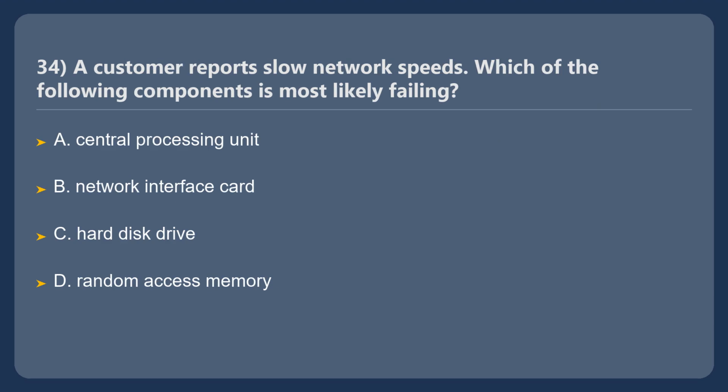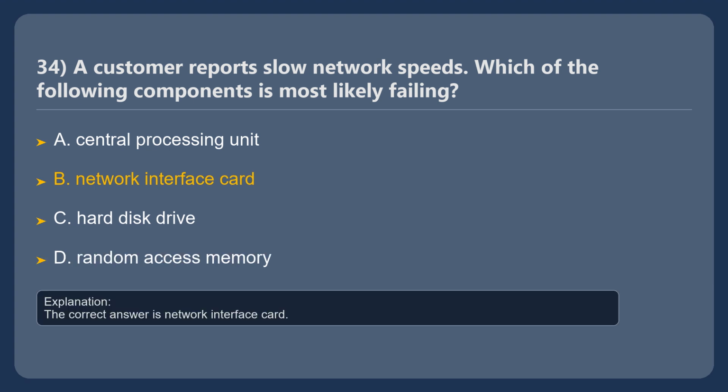Question 34. A customer reports slow network speeds. Which of the following components is most likely failing? Option A. Central processing unit. Option B. Network interface card. Option C. Hard disk drive. Option D. Random access memory. The correct answer is option B. Network interface card.